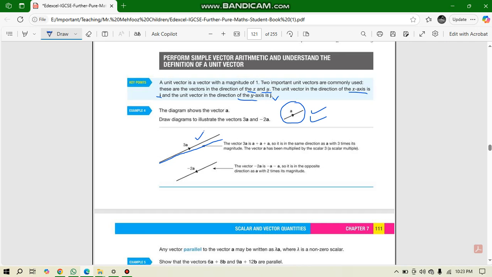And also the next one is minus 2a. The minus sign indicates that now the direction of the vector is reversed. Okay, so 2 times its magnitude, but its direction will be reversed. Any problem?